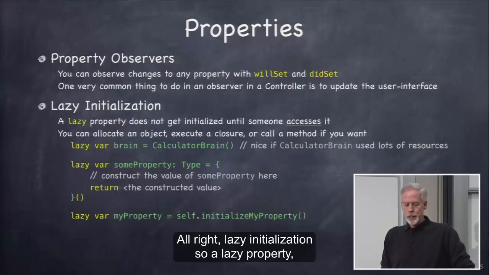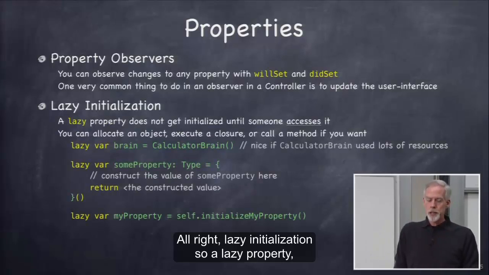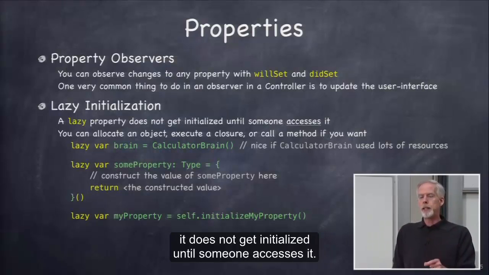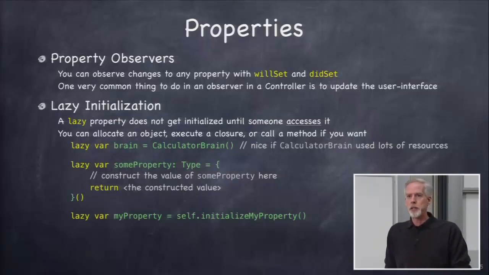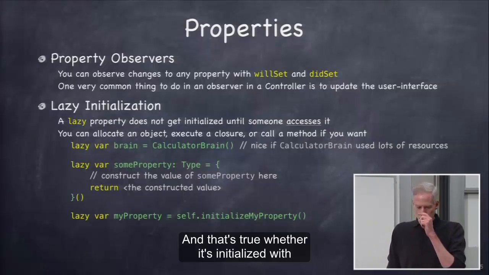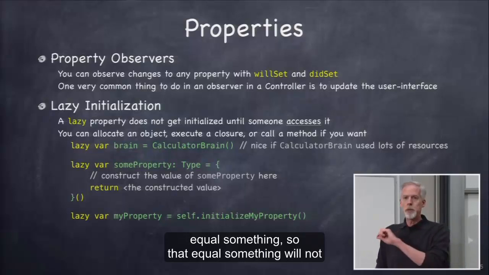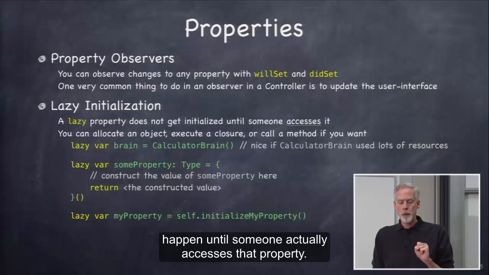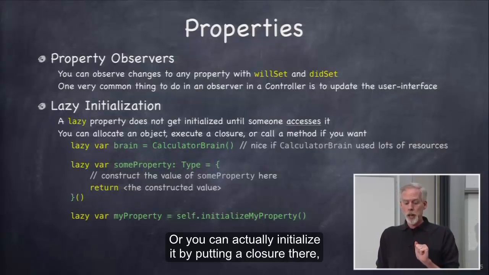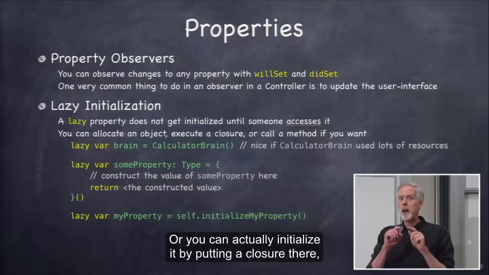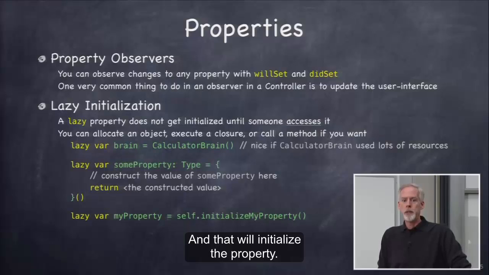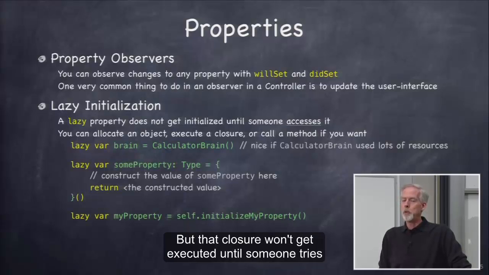All right, lazy initialization. If you put lazy in front of a property declaration, it means it does not get initialized until someone accesses it. And that's true whether it's initialized with equals something. That equals something will not happen until someone actually accesses that property. Or you can initialize it by putting a closure there, with parentheses after it, and it will execute that closure. And that will initialize the property. But that closure won't get executed until someone tries to get it.